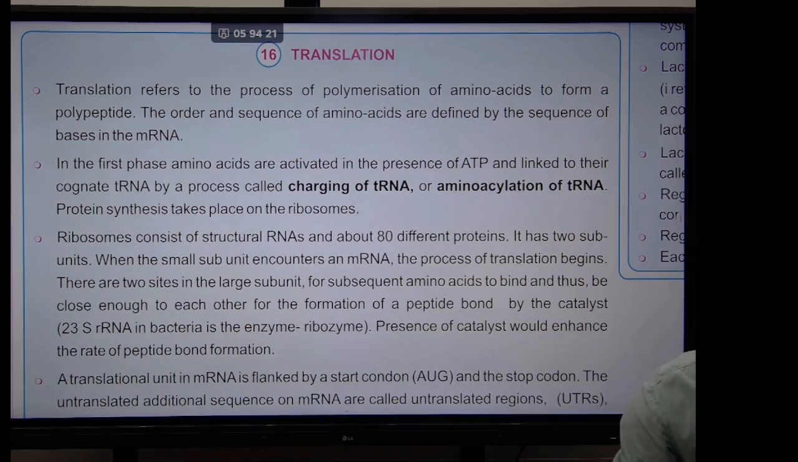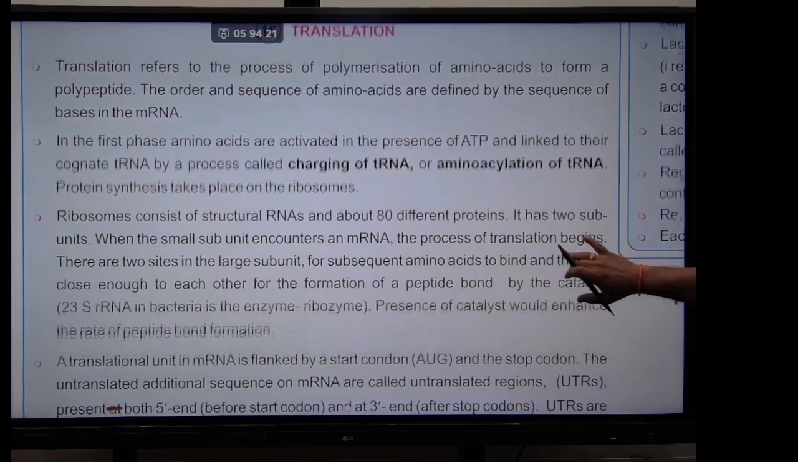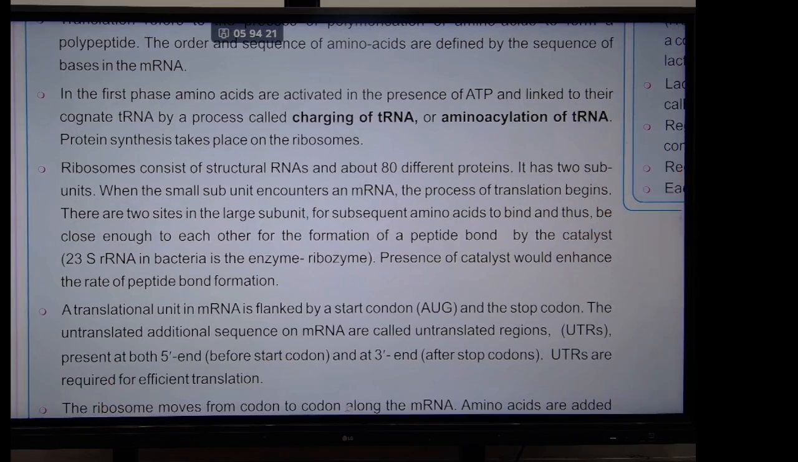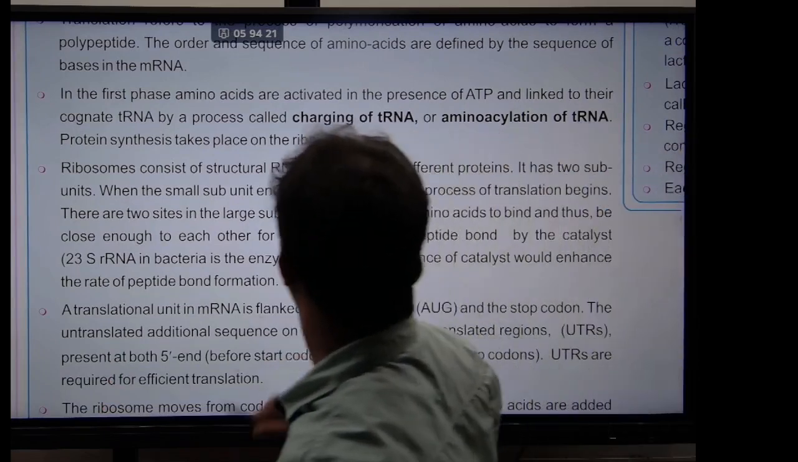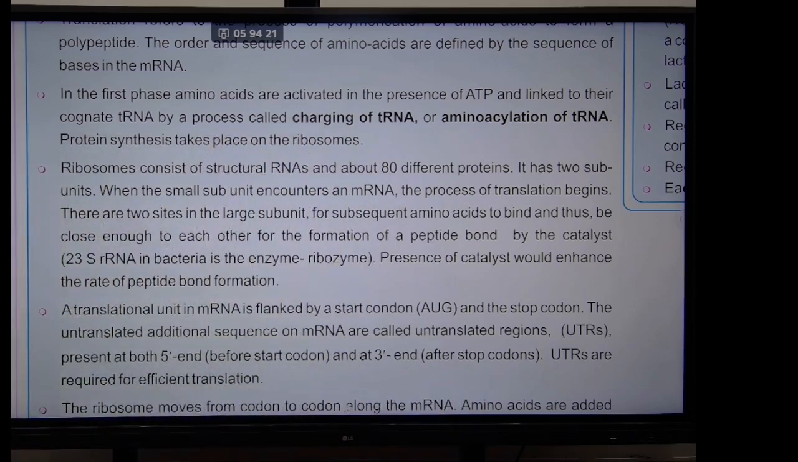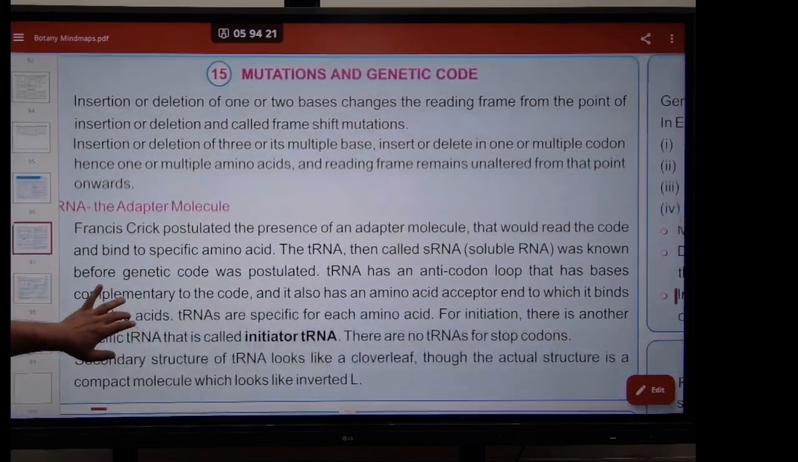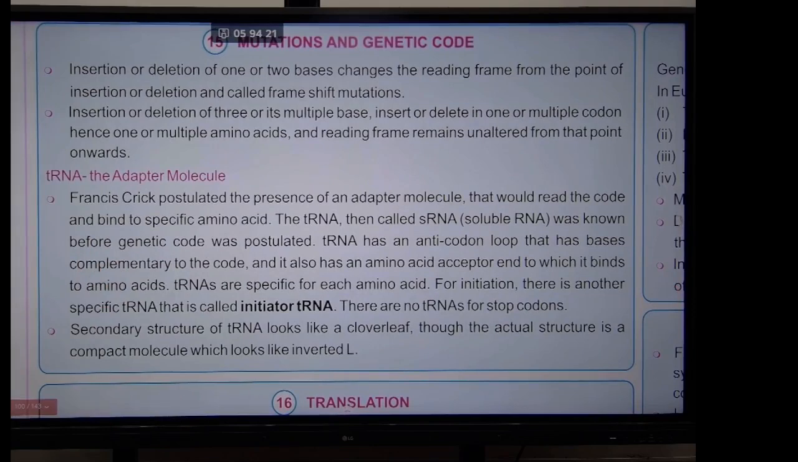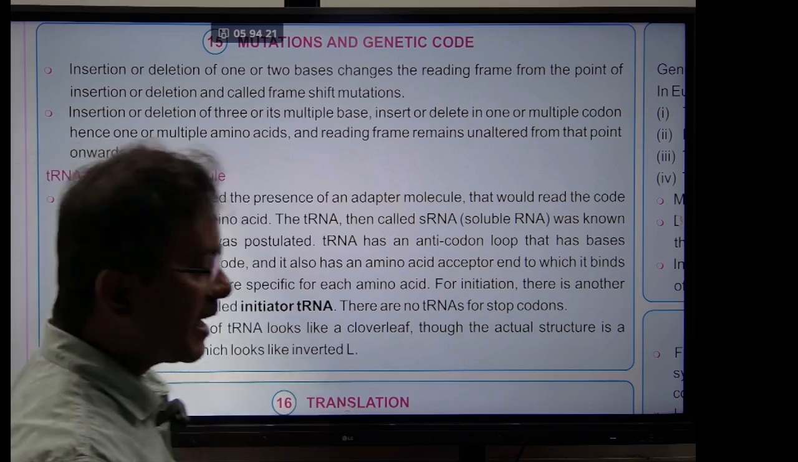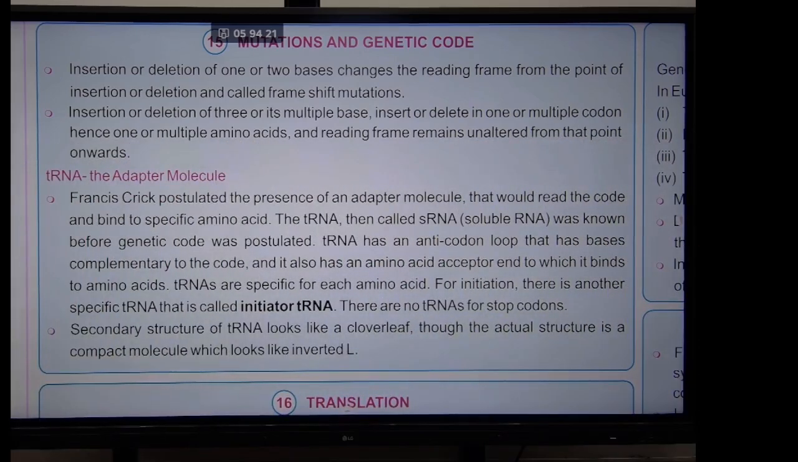In the first phase, amino acids are activated in the presence of ATP, and that process is called the aminoacylation of the tRNA. So, what exactly is a tRNA, guys? Tell me. tRNA is also called transfer RNA. I told you earlier, RNAs can be messengers, they can be adapters, they can be catalytic, and they can be structural components. The tRNA is an adapter molecule. tRNA brings the amino acids to the ribosomes where they are added to the newly growing polypeptide chain.